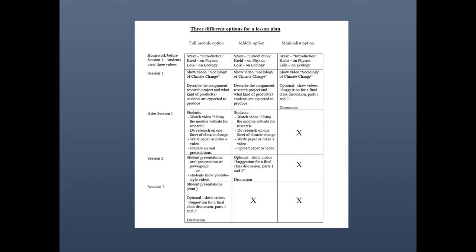The middle option adds a second session during which students can discuss their findings. The third option adds classroom time for students to present their findings more formally, either as a short talk, if they were asked to write a paper, or as a showing of their video. All three lesson plan options start the same way, asking students before the first class to look at three videos: an introductory video made by me and two science videos.